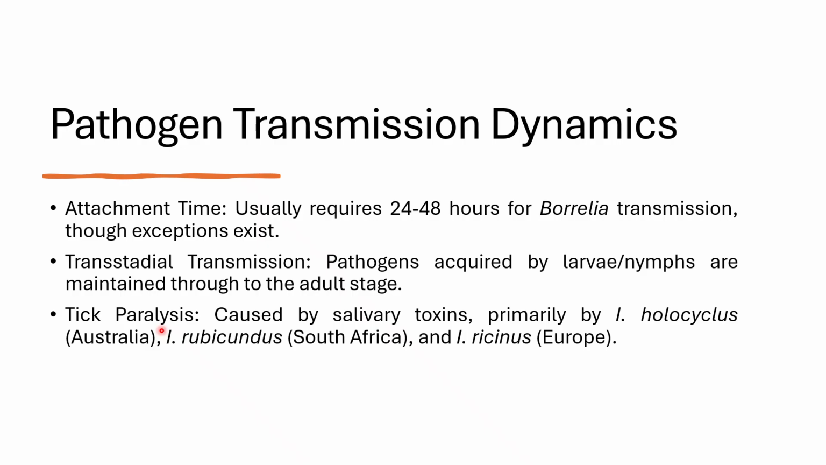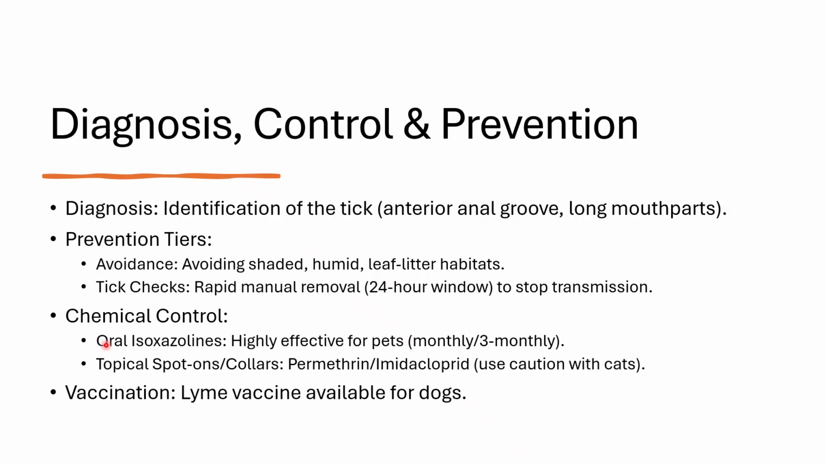Another is tick paralysis. This is caused by salivary toxins, primarily by Ixodes holocyclus in Australia, Ixodes rubicundus in South Africa, and Ixodes ricinus in Europe. For disease control and prevention, for the diagnosis, we have the identification of the tick. For the Ixodes, we have the anterior anal groove, long mouthparts of the capitulum, and the absence of festoons and eyes.